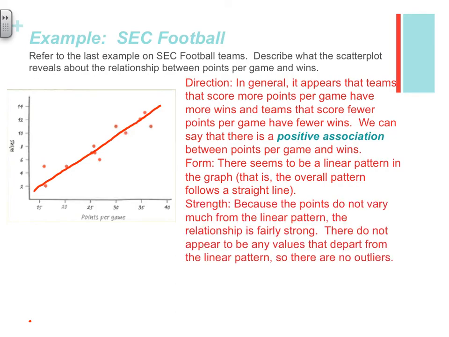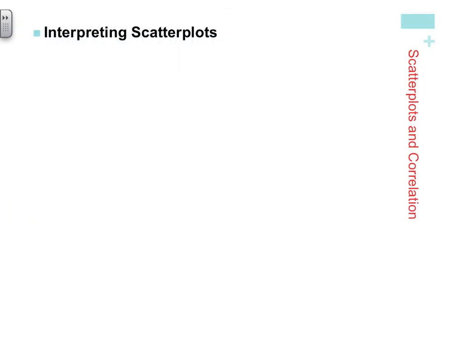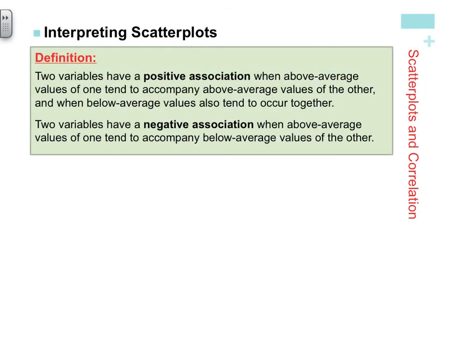And the strength. Because the points do not vary much, it's okay to vary a little, but they don't deviate too much from your linear pattern. The relationship, we can say then, would be very strong or fairly strong. There don't appear to be any values that are outside of your linear pattern, so I'm pretty sure it's safe to say that there are no outliers.